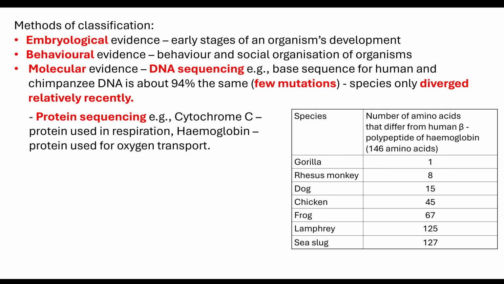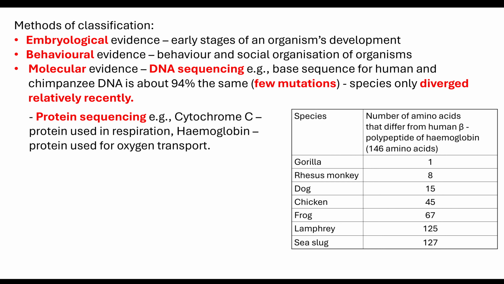So if you look here at my example in my table, here are the different species and the number of amino acids that differ from the human beta polypeptide of hemoglobin. The beta polypeptide of hemoglobin is 146 amino acids in length. Now, gorillas have one amino acid that is different to the human beta polypeptide. The rhesus monkey has 8, the dog has 15, and we can go all the way down to the sea slug, which is 127.